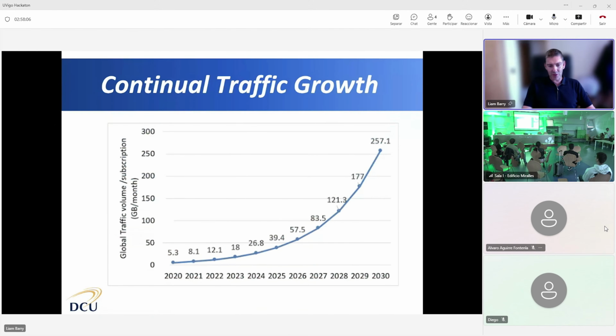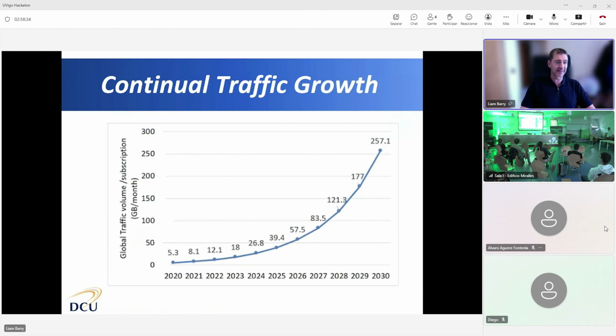Okay, so there's many curves you can show to talk about continual traffic growth. It's been exponential for the last 3 decades. Here I'm just showing global traffic volume per subscription, so essentially per user. So think about how much information you use maybe on your phone subscription or on your subscription at home. We've all gone from probably tens of megabits to hundreds of megabits. Now we're at gigabits, and we're looking at hundreds of gigabits per month of information that we're using.